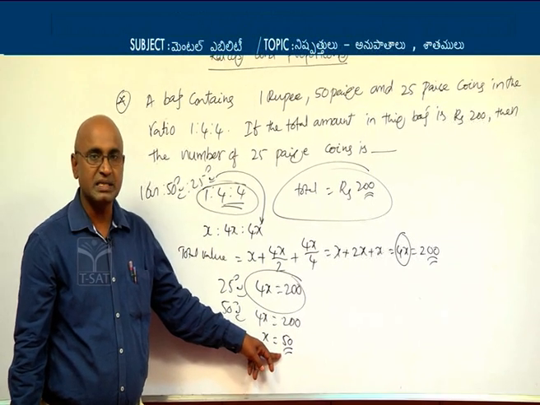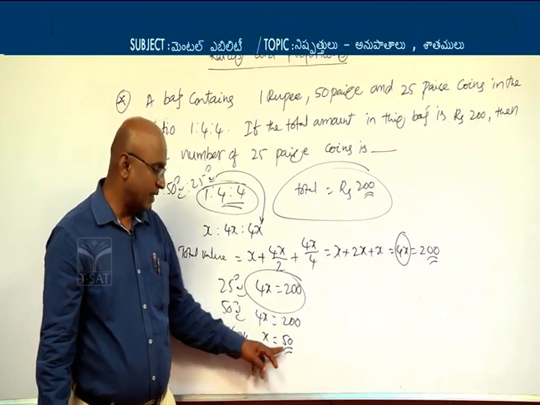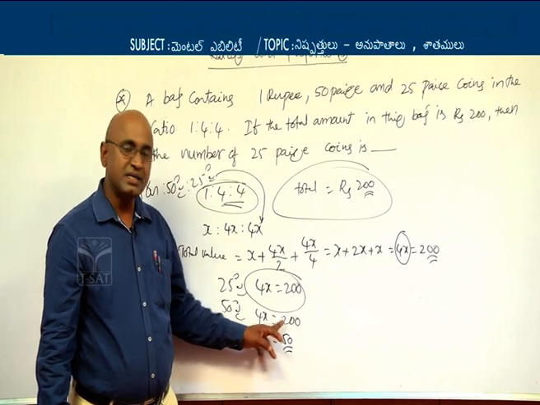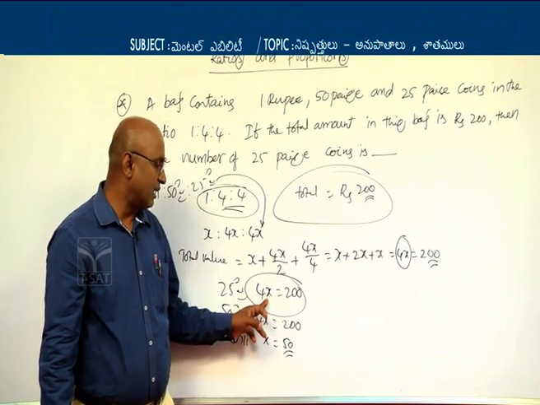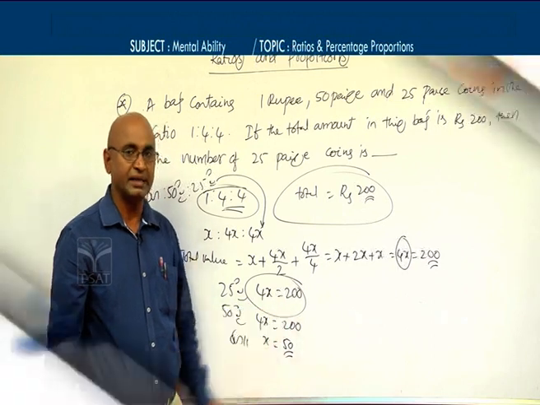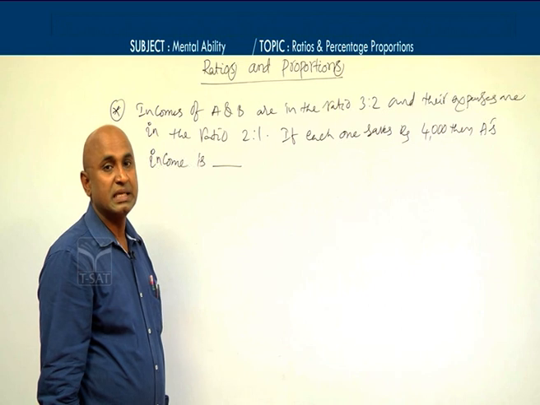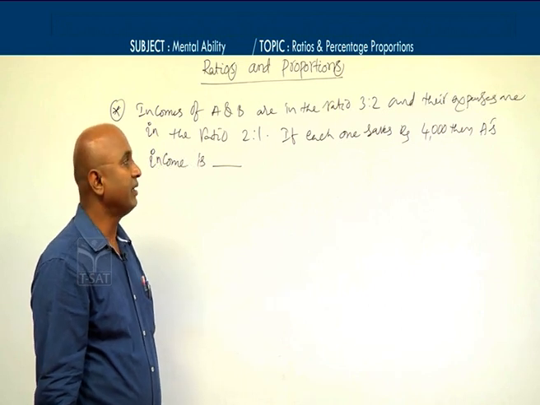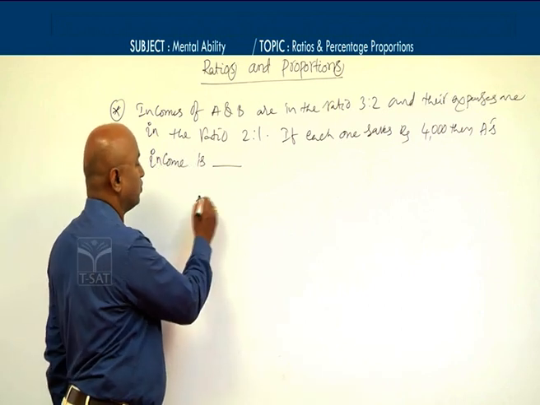Total number of coins is equal to 450. The 1 rupee coins are 50, the 50 paise coins are equal to 200, and the 25 paise coins are also equal to 4x, that is equal to 200. Incomes of two persons A and B are in the ratio 3:2.